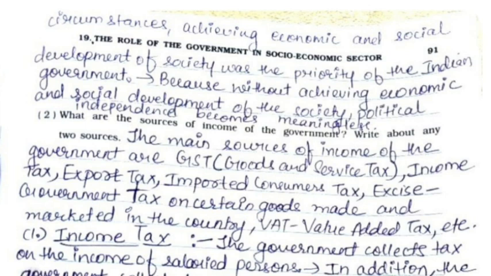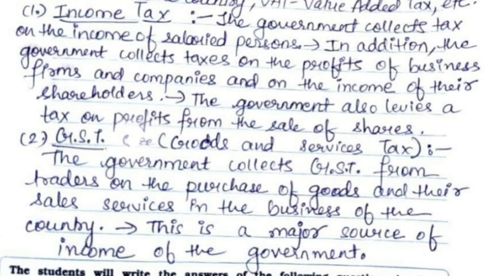Second question is, what are the sources of income of the government? Write about any two sources. The main sources of income of the government are GST, that is goods and service tax, income tax, export tax, imported consumers tax, excise government tax on certain goods made and marketed in the country, VAT, that is value added tax, etc. Firstly, we'll see income tax.